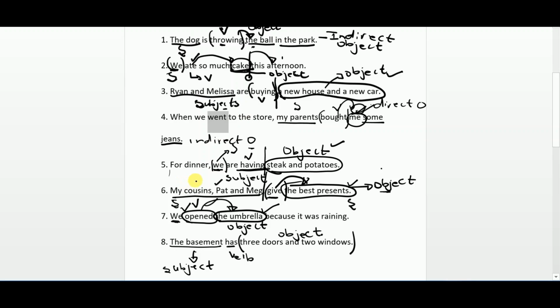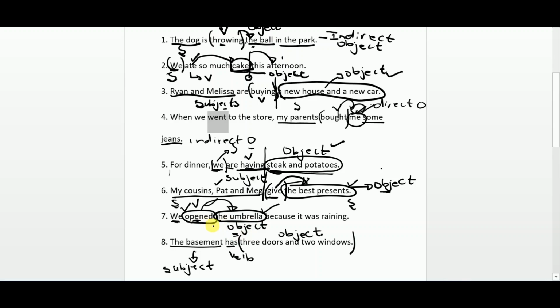Remember, let us take the last sentence again, just a recap. For dinner, we are having steak and potatoes. We are having, or are actually having, and then what are we having? Steak and potatoes, object. Always pause where the verb is, right? We, again, is a subject. Open, action. What is it that we opened? The umbrella. So the umbrella becomes what?